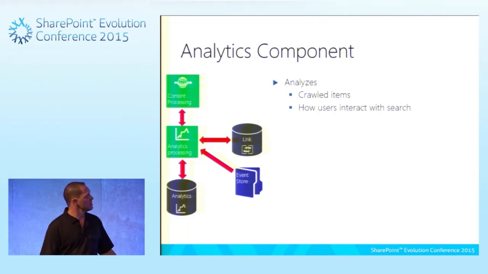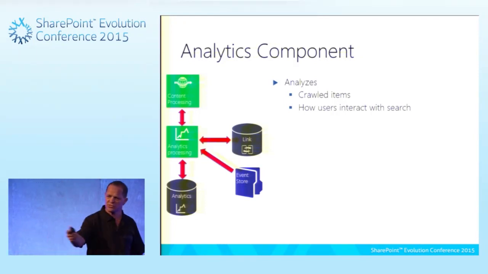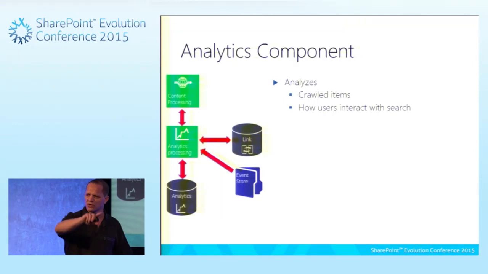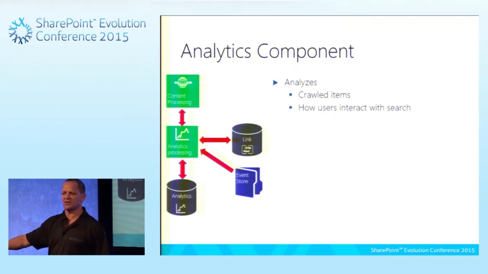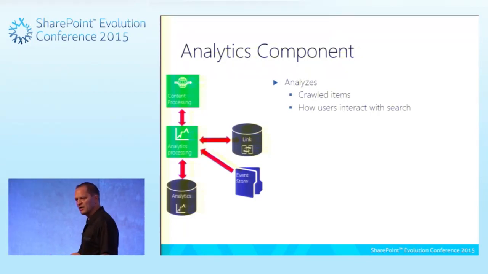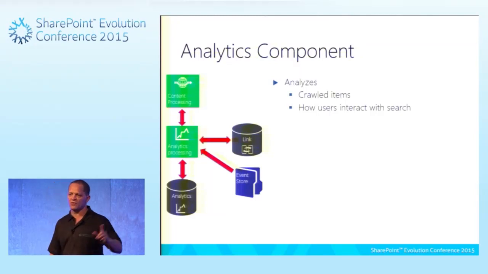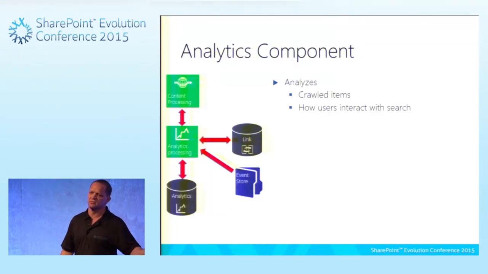It analyzes the crawled items. Step 1. It also looks at how users interact with the search. Now, how does it know how users interact with the search? Because when someone searched at the query component, what did we see? That arrow go down and say, hey, I'm writing to the analytics component, so that the next time the index is refreshed, that information is pulled into the index, and the results that come back when a query is made will be influenced.